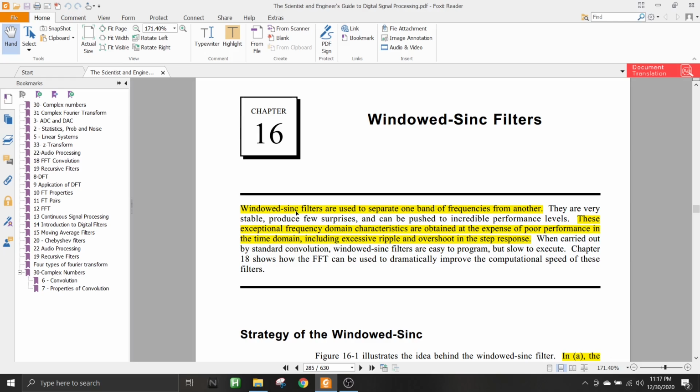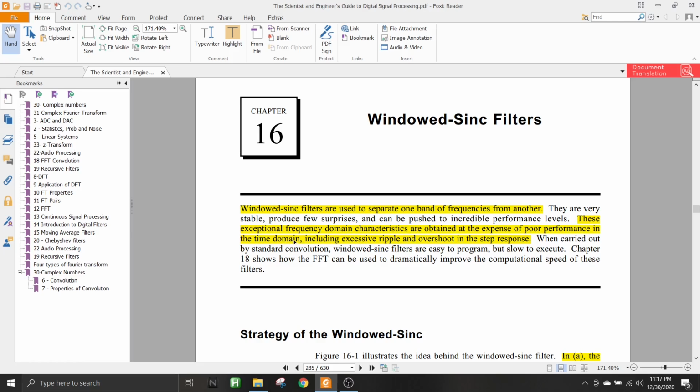The main use of this is separating one band of frequencies from another, such as low pass filter, high pass filter. All this can be implemented using some version of window sinc. Of course, they have very good performance in the frequency domain, but this exceptional frequency domain characteristic is obtained at the expense of poor performance in the time domain.